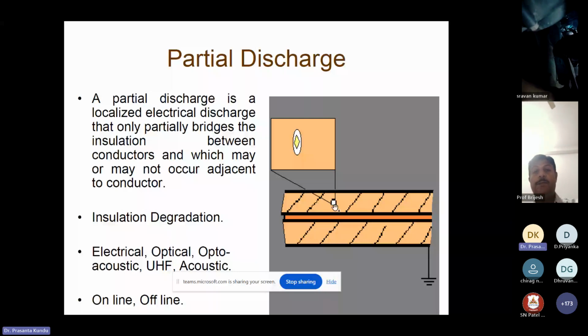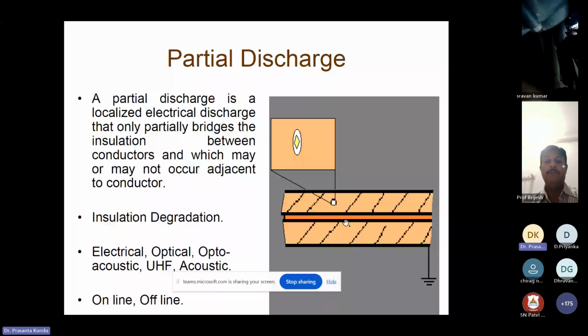Now, what is the reason to understand partial discharges? It is the silent killer for insulations. It will cause insulation degradation. If you think in an overall view, partial discharge will have heat, light, and electromagnetic waves. So that heat will erode the insulation.